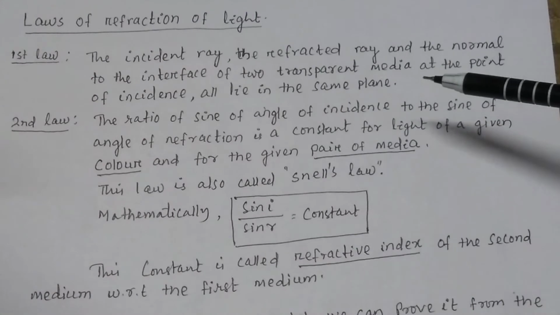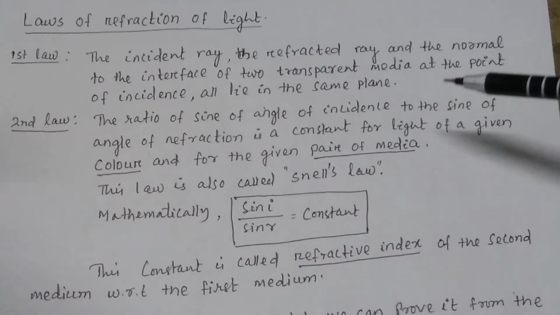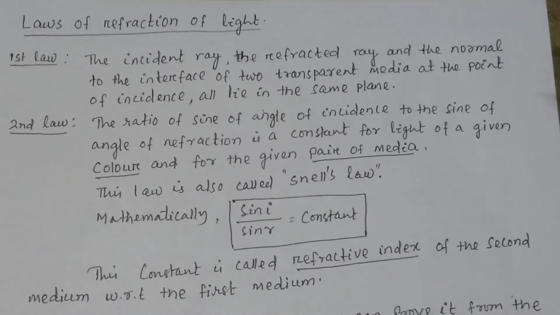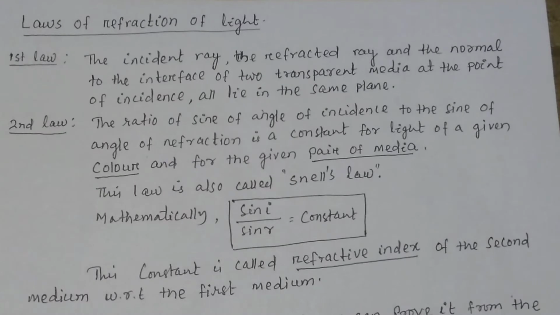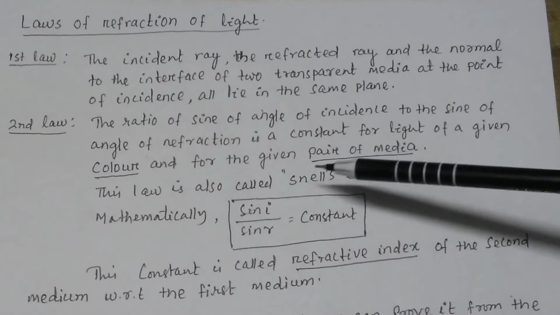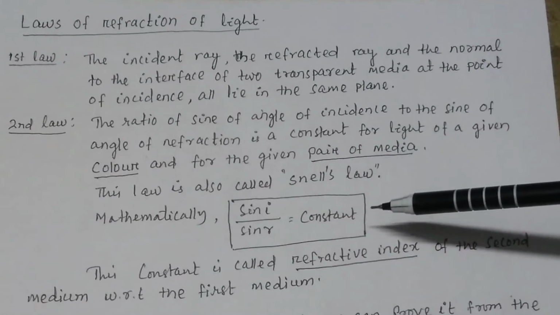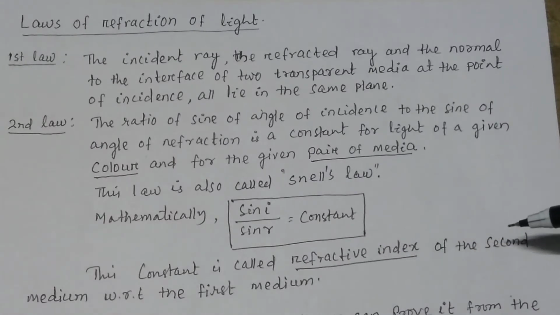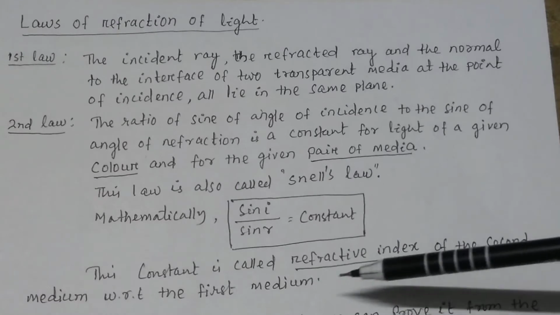The second law: the ratio of sine of angle of incidence to the sine of angle of refraction is a constant for light of a given color and for the given pair of media. This is also called Snell's law. Mathematically, you may write sin i / sin r = constant, and this constant is called the refractive index of the second medium with respect to the first medium.